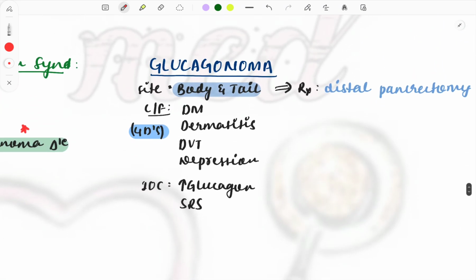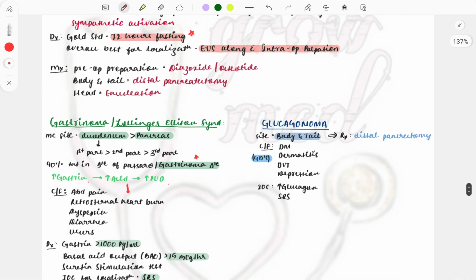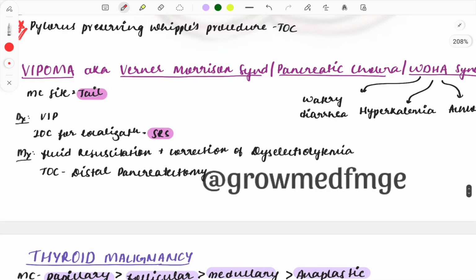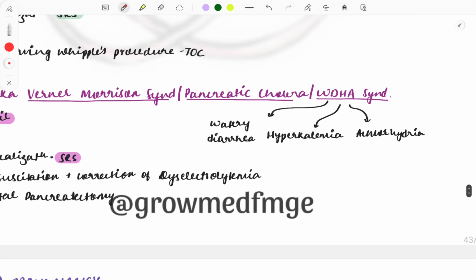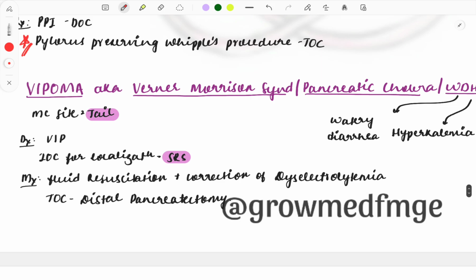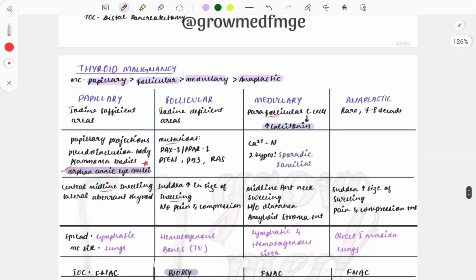Then glucagonoma. The site is the body and the tail, and there are 4 Ds which you must remember: dermatitis, diabetes mellitus, DVT, and depression. Investigation of choice is the increase in the glucagon, and treatment is distal pancreatectomy. Okay, then this one about the VIPoma, also called by various names. And what happens in this disease? There will be watery diarrhea, hypokalemia, and achlorhydria, and the most common site is the tail. Okay, so these are the things from this VIPoma.